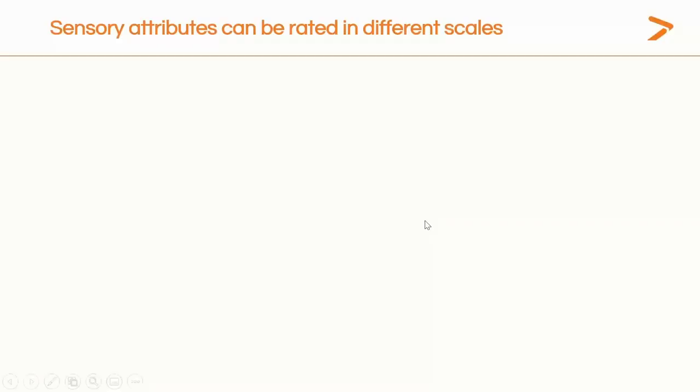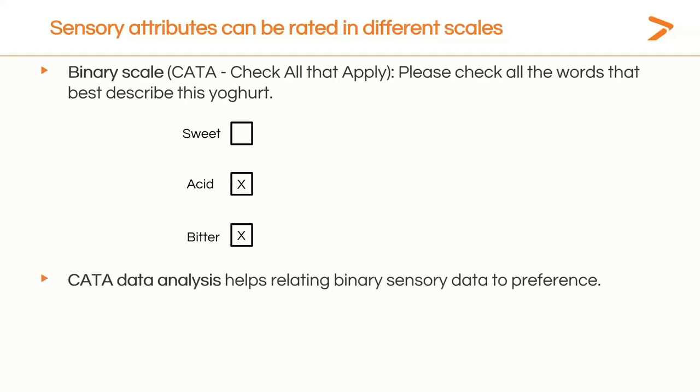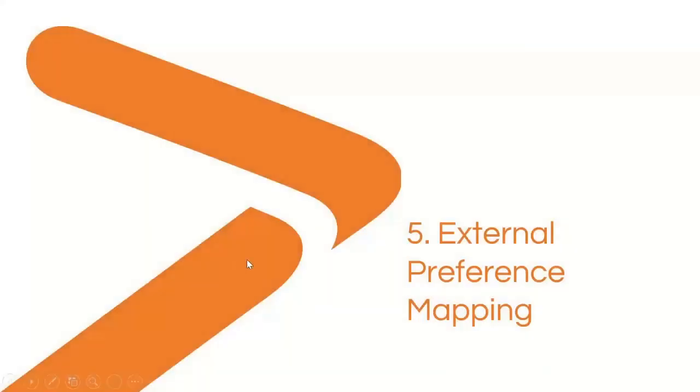Third scale, binary scale or CATA scale, check all that apply. Please check all the words that best describe this yogurt. We still have the same attributes, so sweet, acid, and bitter. So the respondents simply need to check the presence or the absence of the attribute in the product. And CATA data analysis helps relating binary sensory data to preference. So I will investigate each of these three methods.